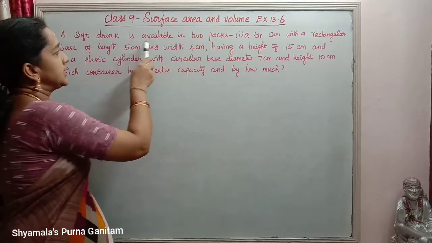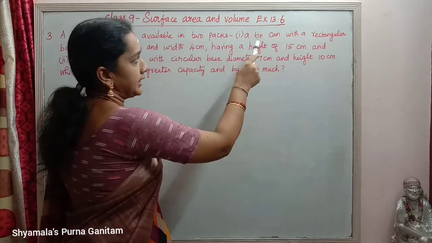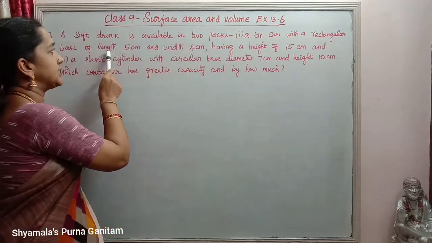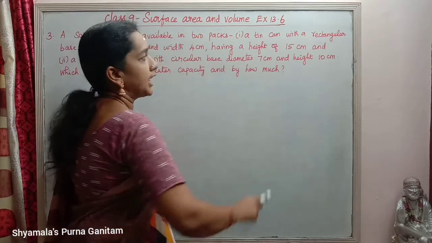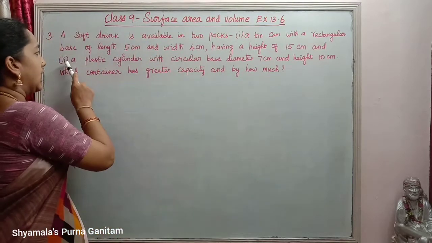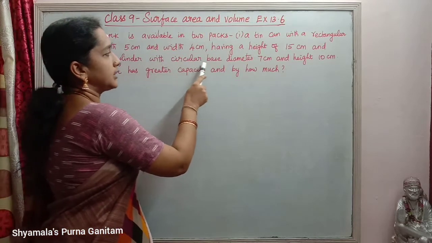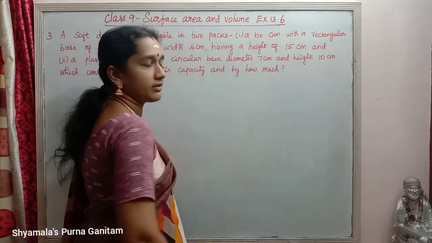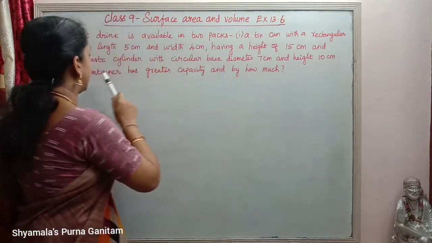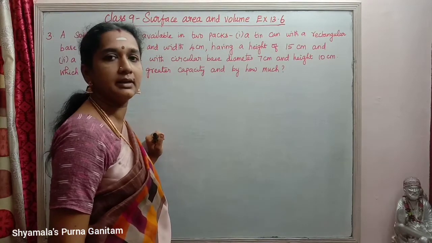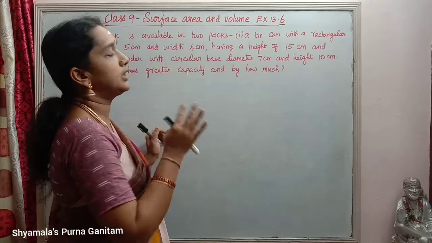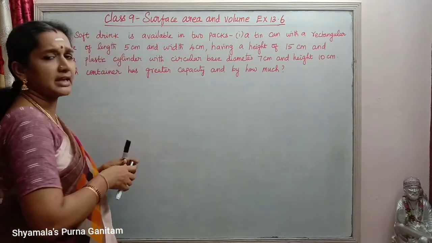A soft drink is available in 2 packs. A tin with a rectangular base of length 5 cm and width 4 cm, having a height of 15 cm, and a plastic cylinder with circular base diameter 7 cm and height 10 cm. Which container has greater capacity and by how much? So, 2 different packs are available.